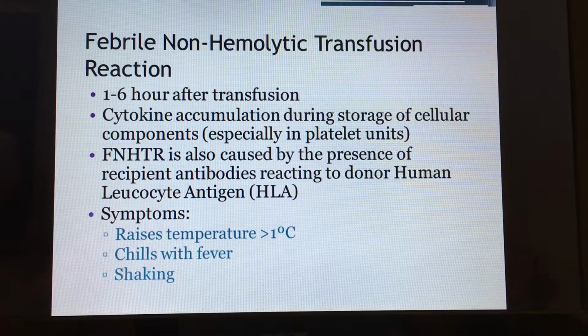Besides this, the febrile non-hemolytic transfusion reaction is also caused by the presence of the recipient's antibody reacting to the donor's human leukocyte antigens. The common symptoms of the febrile non-hemolytic transfusion reaction are an increase in body temperature of more than 1 degree Celsius, chills with fever, and the patient shaking.